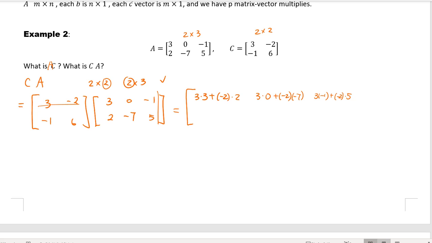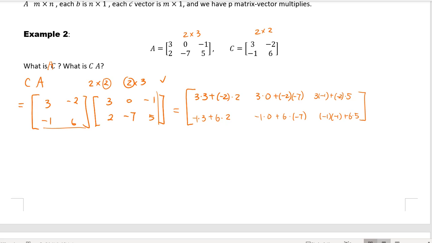Alright, so let's continue. How about the second row? Then we use the second row times the first column: minus 1 times 3, plus 6 times 2. And then the second row times the second column: minus 1 times 0, 6 times minus 7. And then minus 1 times minus 1, 6 times 5.